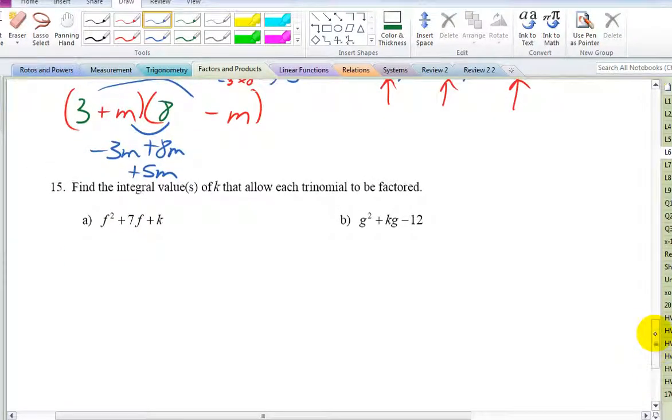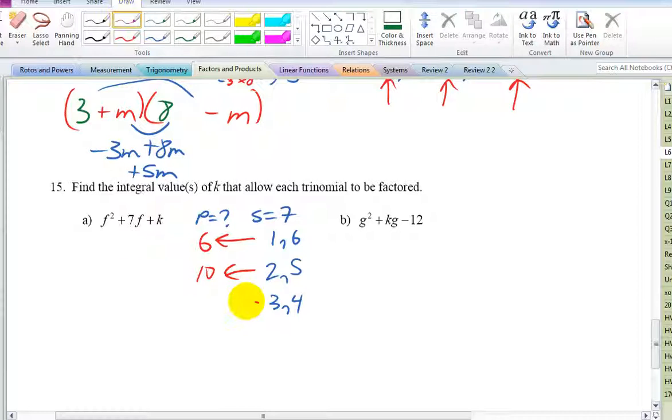Okay, next ones. K-type questions. So what numbers do we want to figure out our product when the sum equals 7? What numbers add to 7? 1 and 6. And what would they multiply to? 6. What else adds to 7? 2 and 5. What do they multiply to? Kind of working backwards here, right? 3 and 4 was mentioned. 12. Any others?